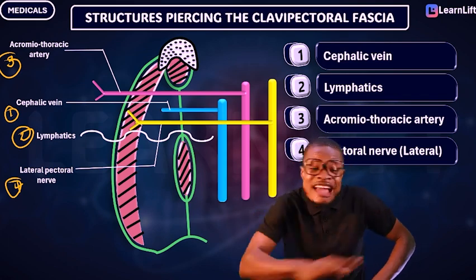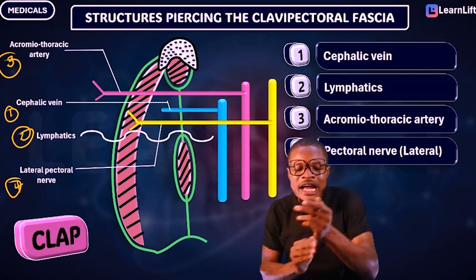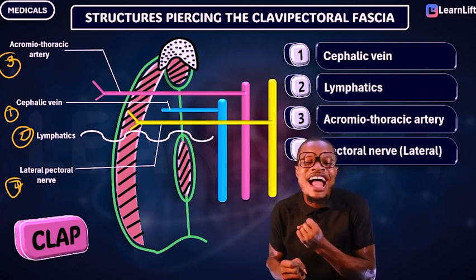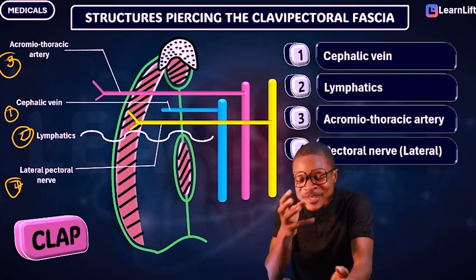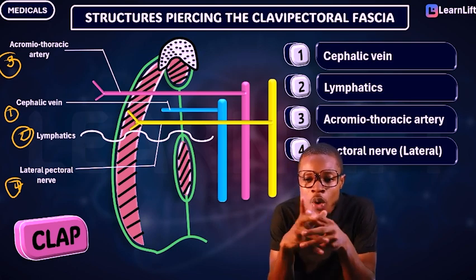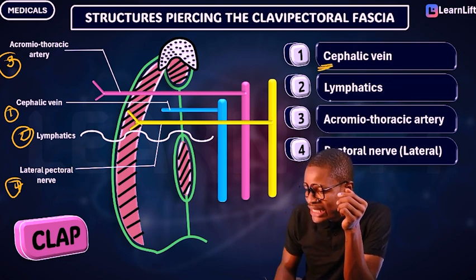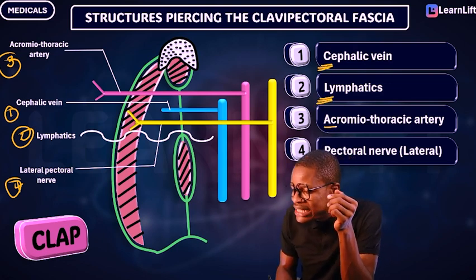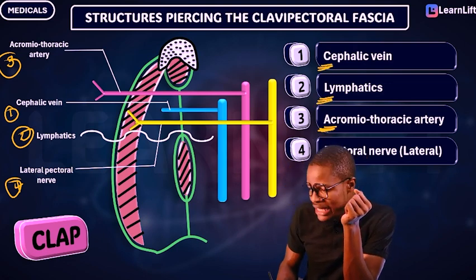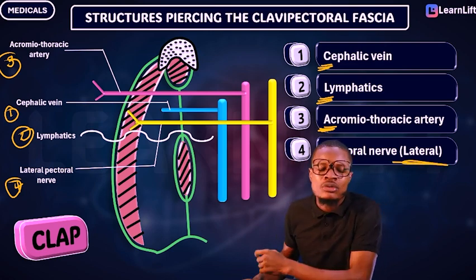Now, why am I saying pectoral nerve? Because I want you never to forget this. There is an acronym for all of them, and the acronym is called CLAP. Now, what is your CLAP? Your C here is the cephalic vein. L is the lymphatics. A is the acromiothoracic artery. And then the P is the pectoral nerve. Which of the pectoral nerve? Lateral pectoral.